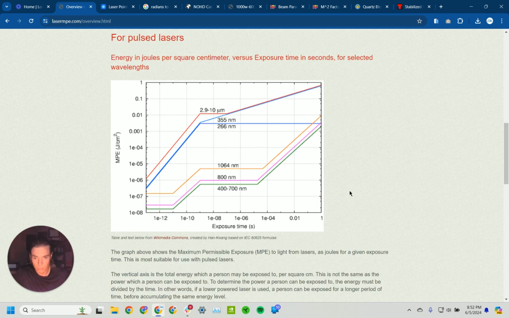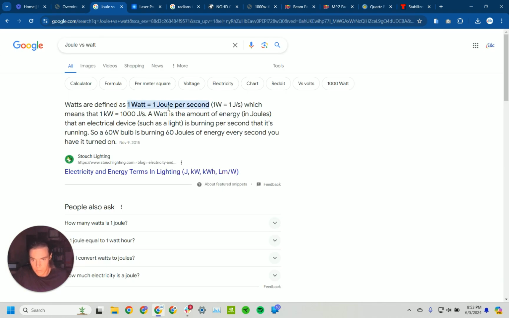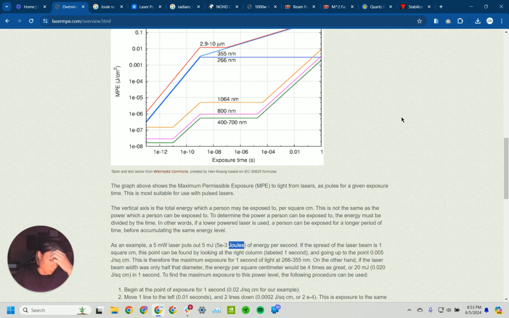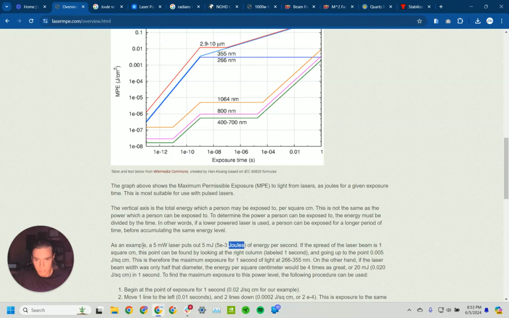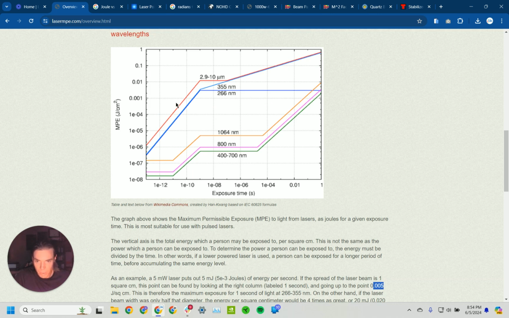And then for pulsed lasers, we switch our units to joules because a watt is a joule per second. So for pulse lasers, the shorter the pulse is, the higher the energy is, given a fixed amount of wattage. So let's just go through the exercise of reading through this and interpreting the plot based on these instructions. So, for example, 5 milliwatt laser puts out 5 millijoules. If the spread of the beam is 1 square centimeter, just to make the math easy, the point can be found by looking at the column to the right, 1 second, and going up to the point 0.005. So that's about here.